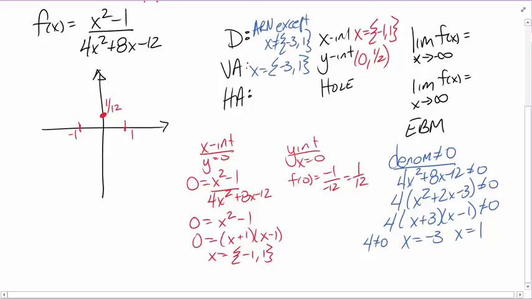All of a sudden I'm seeing an issue here. I'm seeing an issue that I have an overlap of my vertical asymptote at 1 and an x-intercept at 1. So if I tried to plot this, at 1, supposedly I'm crossing the x-axis, but also at 1, supposedly I have a vertical asymptote. I don't see how that's possible to have a vertical asymptote and cross the x-axis.